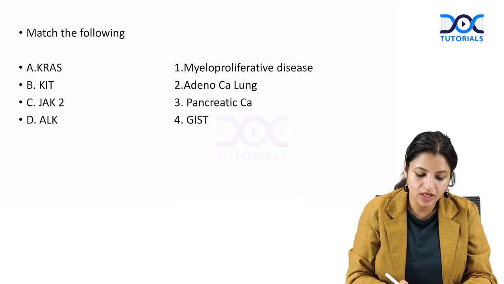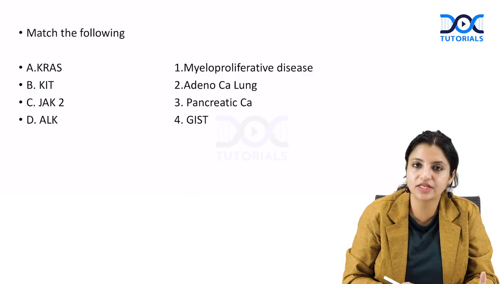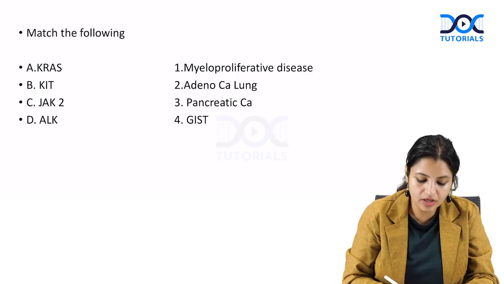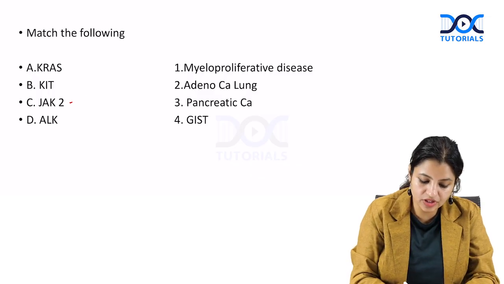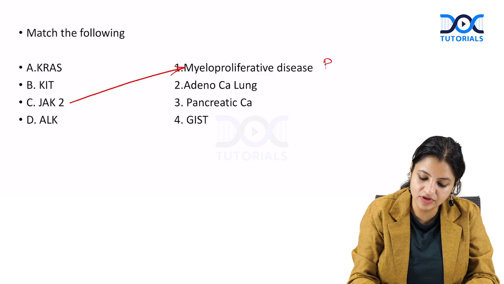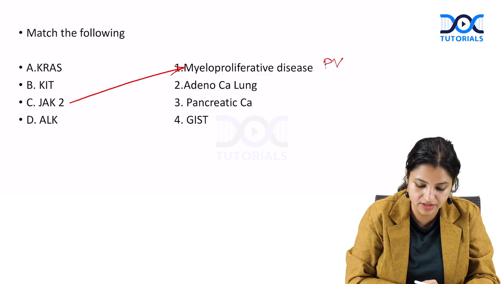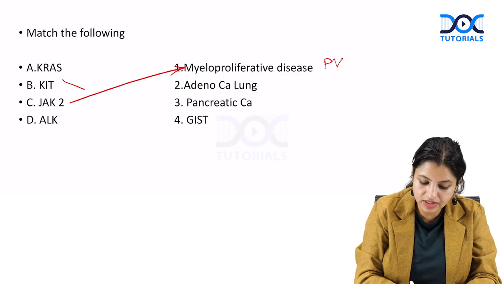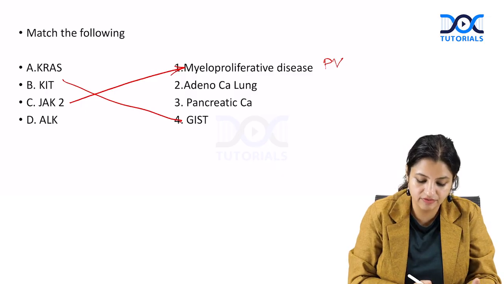Match the following. This was again a very easy question if you have understood your genetics and neoplasia well. So remember, again, focus on the things that you know. JAK2, all of you know, is very classically involved with polycythemia vera, which is a myeloproliferative neoplasm. So C is 4. That solves the answer. GIST is KIT. So most common mutation of GIST is KIT. That also everybody knows.